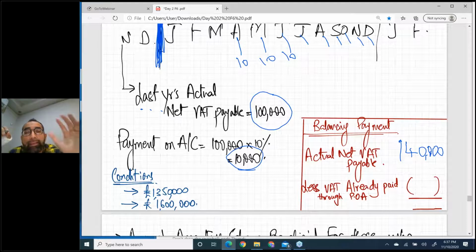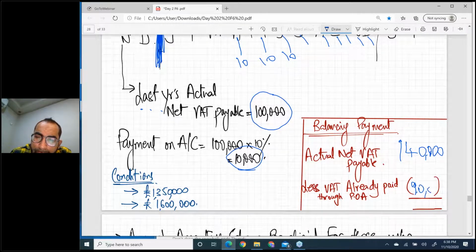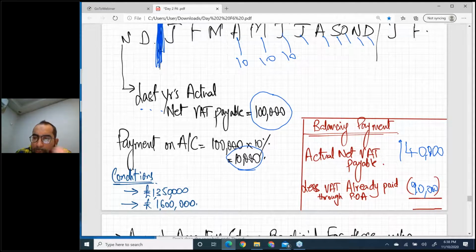Now your actual net VAT payable to the government is 140,000, but you have already paid some amount through POA. How much did you pay through POA? 10,000 multiplied by 9 payments, so 90,000. 140 minus 90, so your balancing payment, my dear student, will be 50,000.